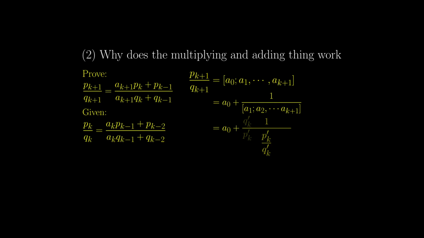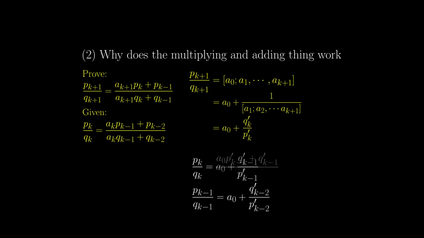Now since this is true for all k, we can decrease the subscripts by 1 and 2 to get these two relations.